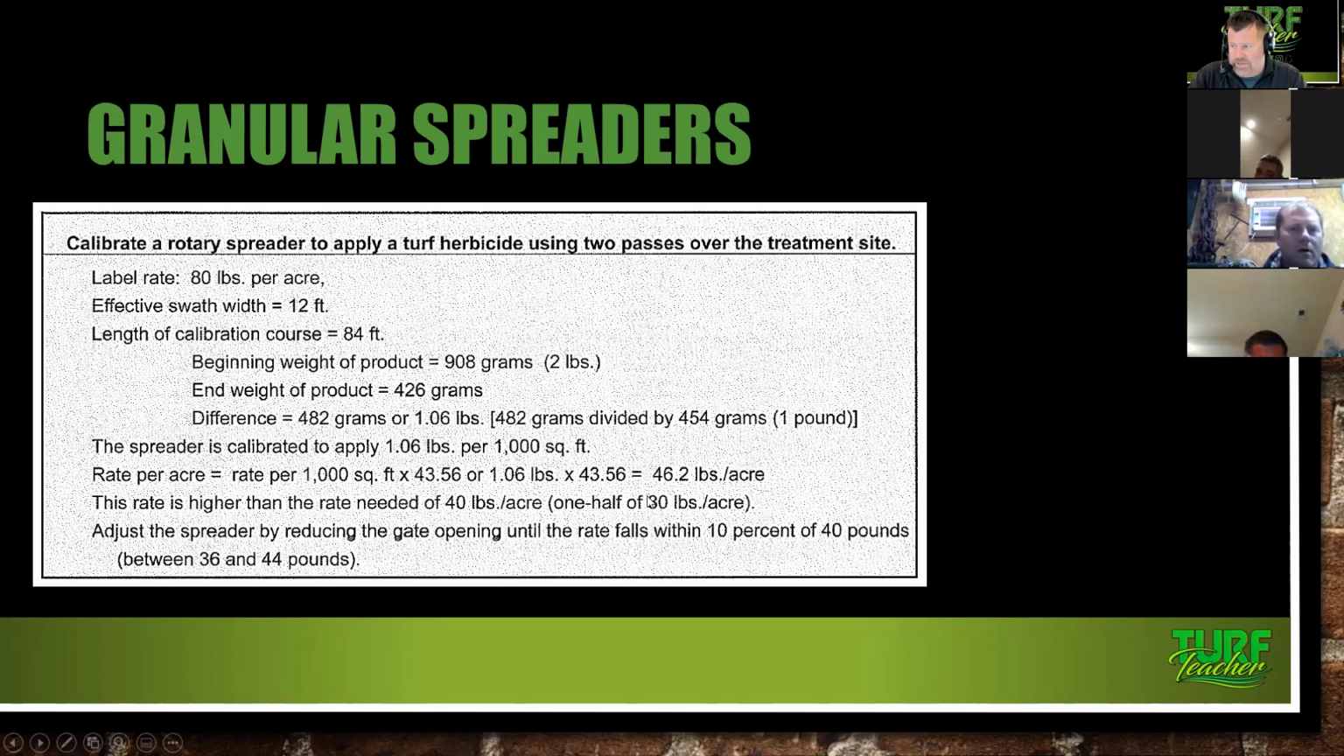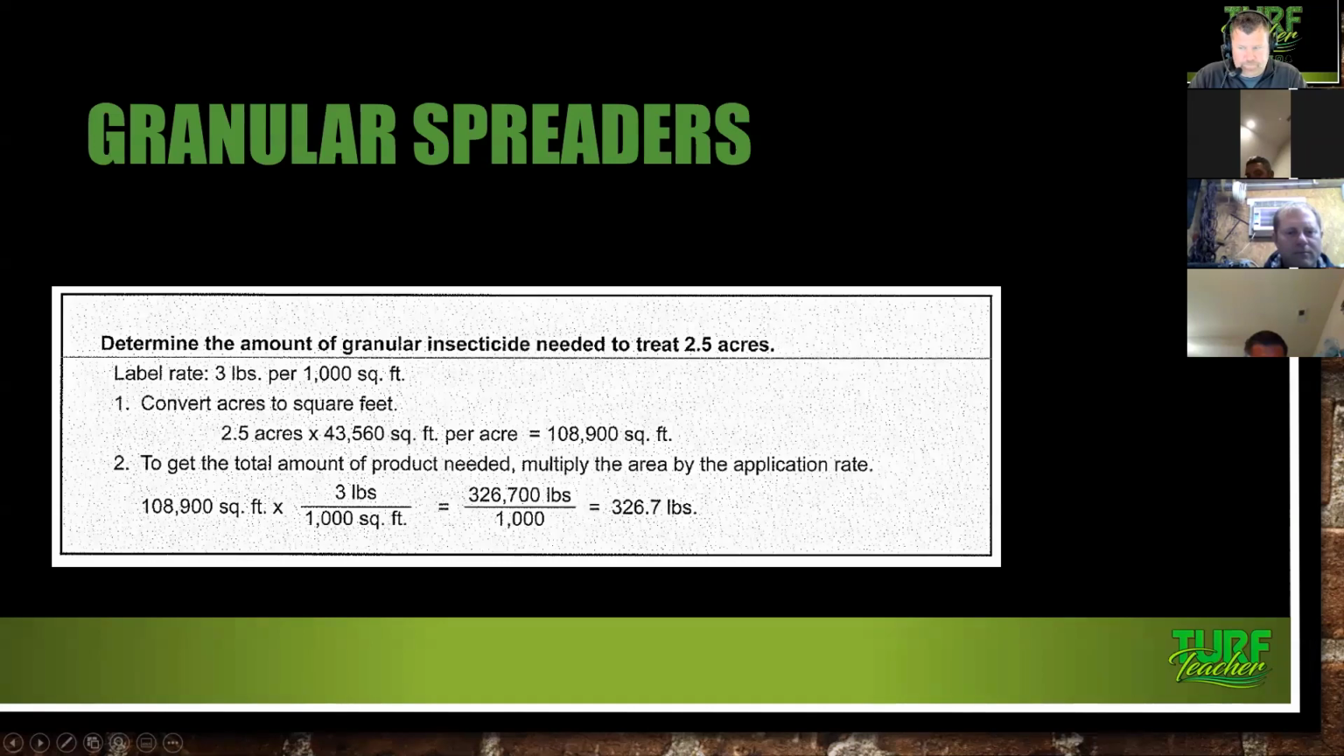So they got the 10% of the 40 pounds per acre. So minus it would be 36. Adding it to it is 44 pounds.